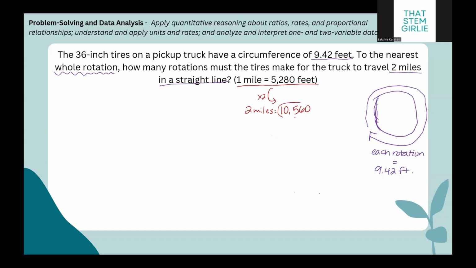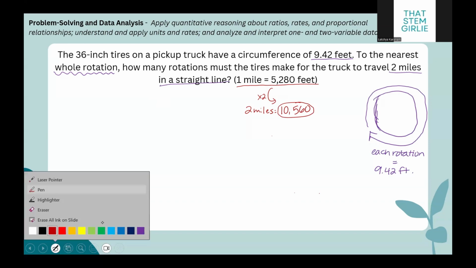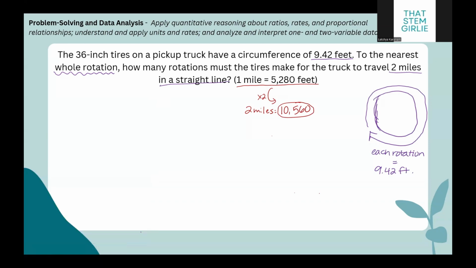So this is the number of feet that we're getting. Again, we're going to set up a proportion here because we want to find a relationship. For this proportion, we know that one rotation is 9.42 miles. We want to find how many rotations will make it 10,562 miles. So in this case, our proportion is structured where we have the number of rotations on the numerator and the distance in the denominator.